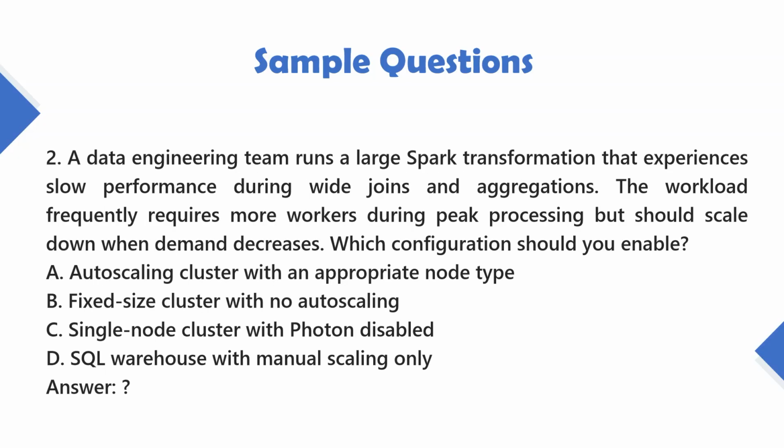2. A data engineering team runs a large Spark transformation that experiences slow performance during wide joins and aggregations. The workload frequently requires more workers during peak processing but should scale down when demand decreases. Which configuration should you enable? A. Auto-scaling cluster with an appropriate node type. B. Fixed-size cluster with no auto-scaling. C. Single-node cluster with photon disabled. D. SQL warehouse with manual scaling only.